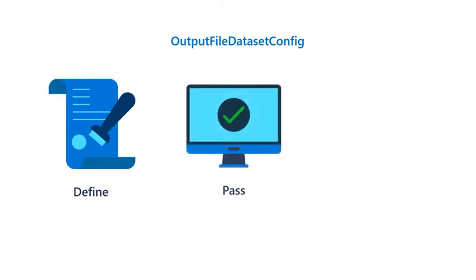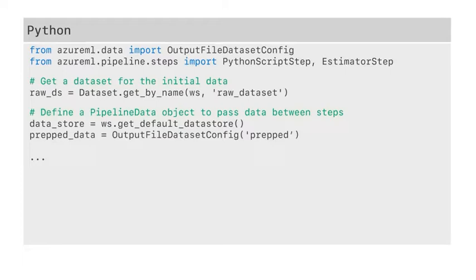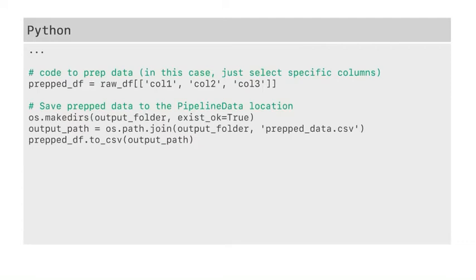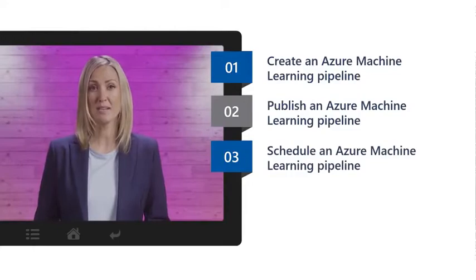Pass the OutputFileDatasetConfig object as a script argument in steps that run scripts, and include code in those scripts to write to the OutputFileDatasetConfig argument as an output or read it as an input. For example, you can use code that defines an OutputFileDatasetConfig object for the pre-processed data. In the scripts themselves, you can obtain a reference to the OutputFileDatasetConfig object from the script argument and use it like a local folder. You can access the full version of this code from the reading at the end of this lesson. In this lesson, you learned how to create an Azure Machine Learning pipeline, publish an Azure Machine Learning pipeline, and schedule an Azure Machine Learning pipeline.